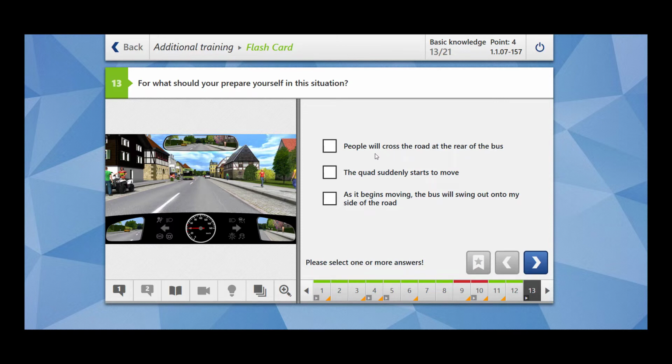People will cross the road at the rear of the bus. This may happen. The quad suddenly starts to move. No. The person who is with the quad, he is talking with somebody, so he would not start to move. There is no kind of indication he has given. As it begins moving, the bus will swing out onto my side of road.